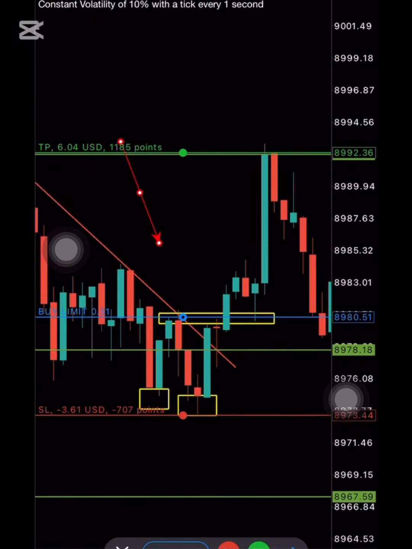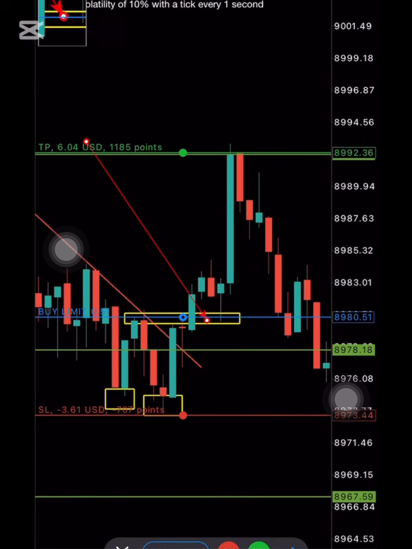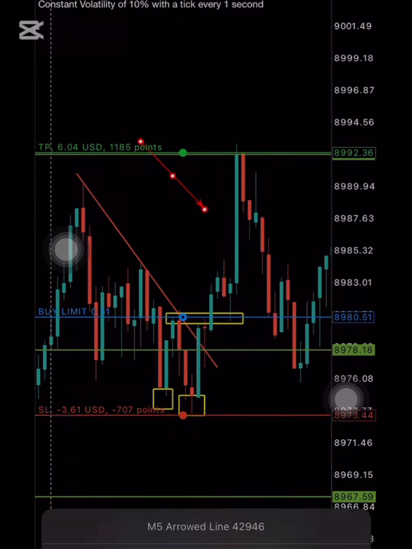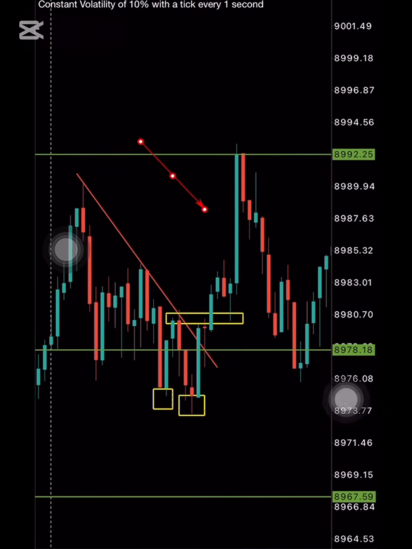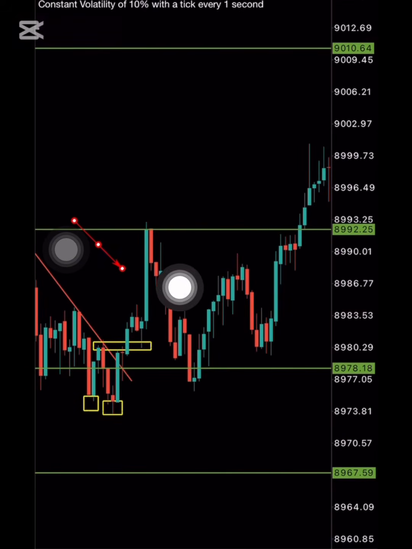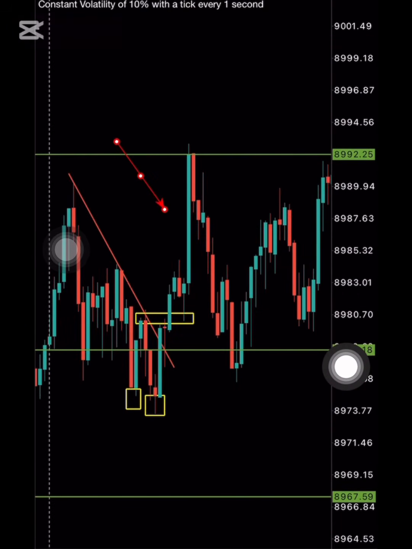So you can see how price tapped into our trade, tagged us in, and then pushed straight all the way to our big profit. That is the first one, right? We have the first trade and it went well. Now this is another one. Price also came back again, and when it was coming, you can see the trend line again.